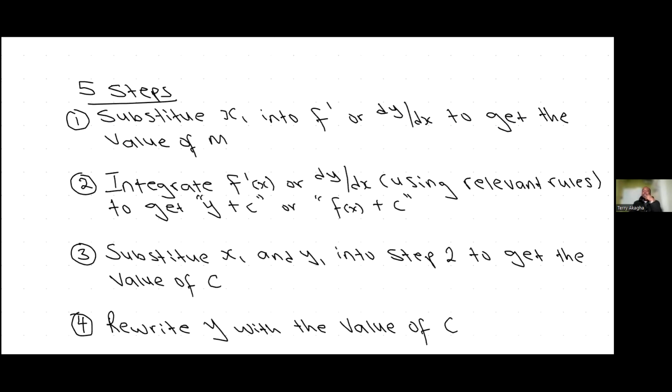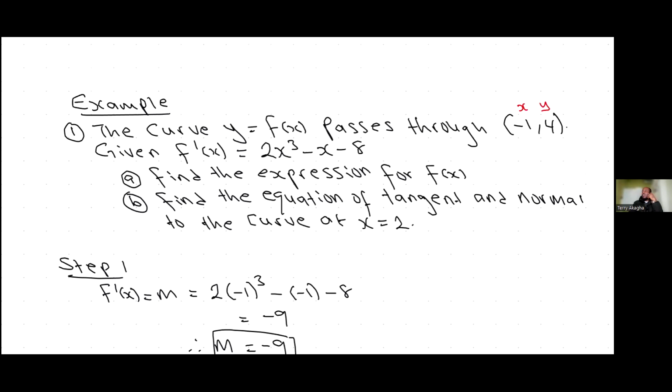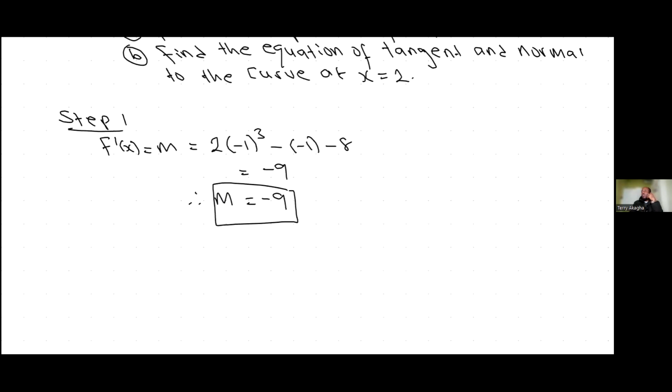Step 2 said that we need to integrate f of x to get y plus c. So we're going to integrate it now using any of the relevant rules. We're going to integrate 2x cubed minus x minus 8. So step 2, we're going to integrate the f prime x so that this gives us y in respect to x.